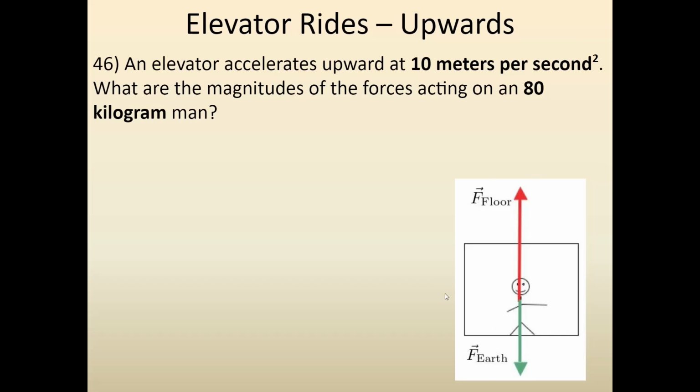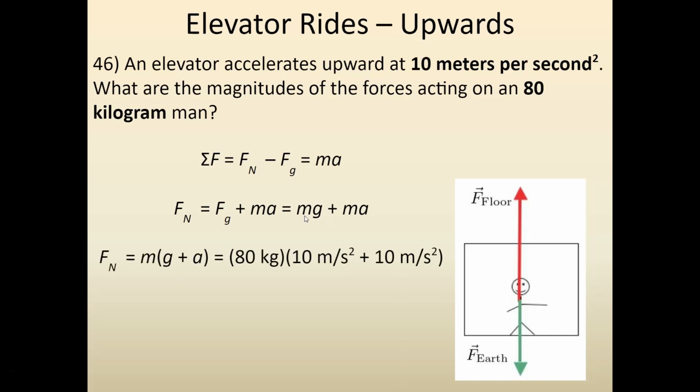So first I can set up my sum of the forces equation, because even though I'm at rest inside the elevator, the elevator is accelerating, so I am also accelerating. The sum of the forces in the vertical direction is the normal force minus the gravitational force, equal to ma. I know the gravitational force is just m times g, so I can pull out an m and add the acceleration of the elevator upward plus the acceleration of gravity, then multiply by the 80 kilogram mass, and I get 1600 newtons.